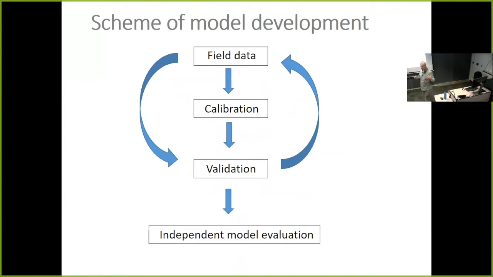And so when you want to develop a model, the way you do it, you need a lot of field data, which then you use to calibrate your model and then validate your model. And if you're happy with the validation, you move on. If not, you go back and repeatedly collect more data, calibrate and validate. And in the end, you need to have an independent model evaluation after you feel it's validated enough.